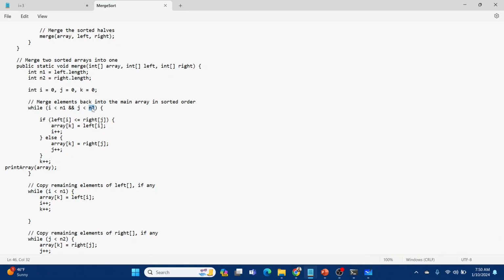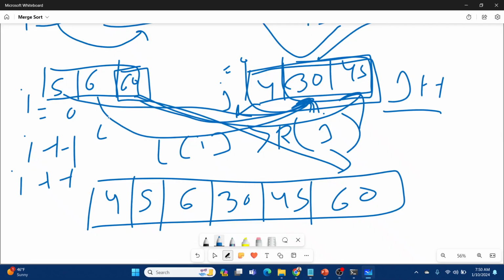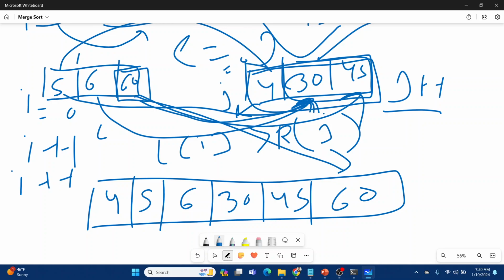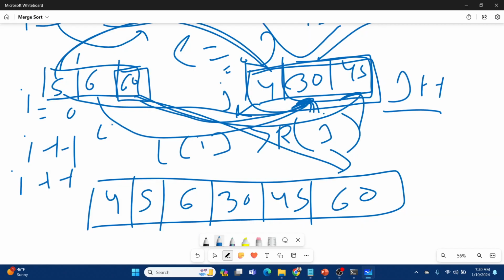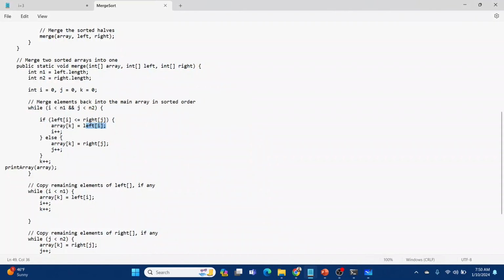So what will this loop do? If left[i] is less than or equal to right[j], it is comparing the first position with the first position over here. If it is true, then in arr[k], the main array, arr[i] will be stored. So in the main array's 0th position, whichever is smaller will be stored, right? And we do i plus plus.